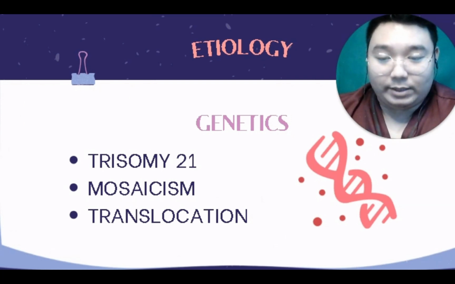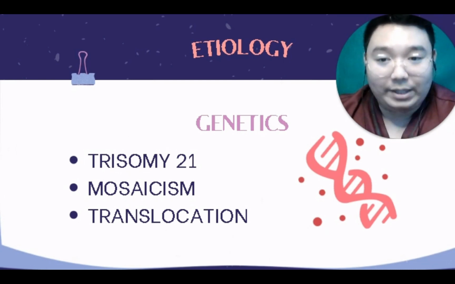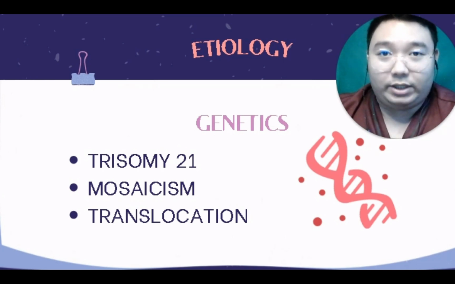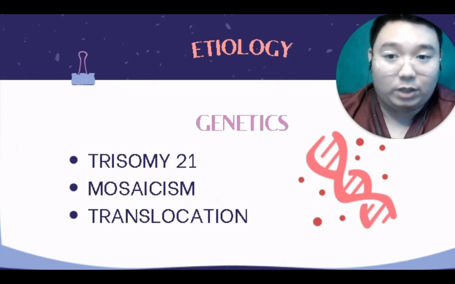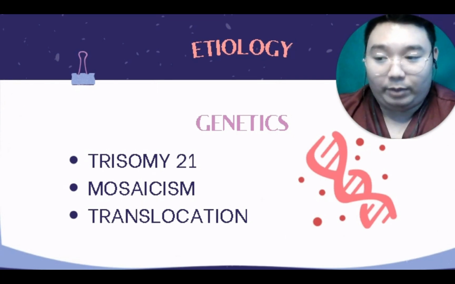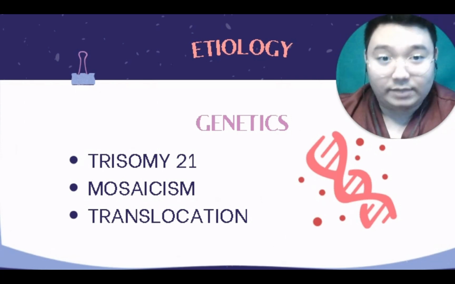Second is mosaicism. Here, chromosome 21 appears on the other chromosomes, just like a mosaic, right? Different colors. So in mosaicism, instead of just, let's say, chromosomes 10, 11, and 12, they have pieces of chromosome 21. Thus, it becomes a mosaic. This accounts for approximately 1% of Down syndrome cases only, so this is very rare.